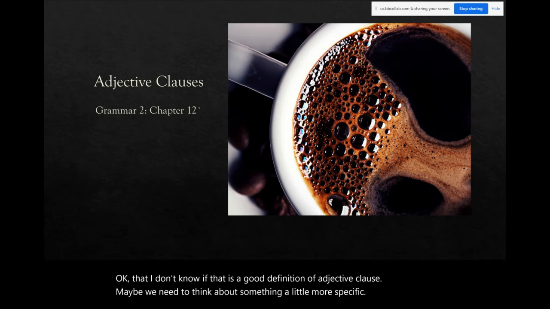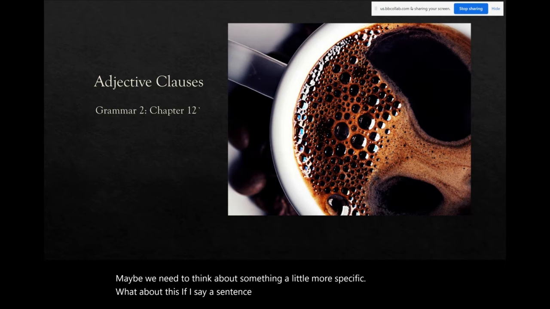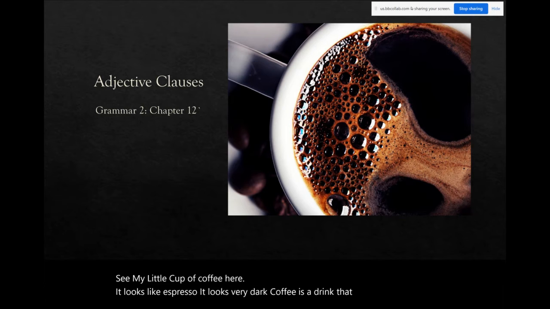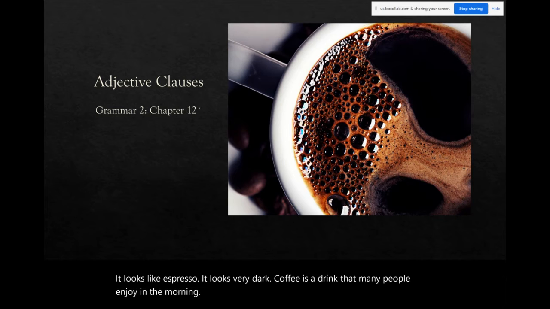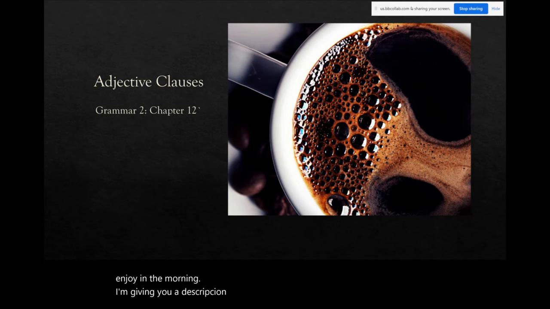What about this? If I say a sentence, coffee is a drink that many people enjoy in the morning. See my little cup of coffee here? It looks like espresso. It looks very dark. Coffee is a drink that many people enjoy in the morning. Now, I'm giving you a description of coffee in my sentence. How did I describe coffee? It's enjoyable. Yeah, I said it's a drink that many people enjoy in the morning.